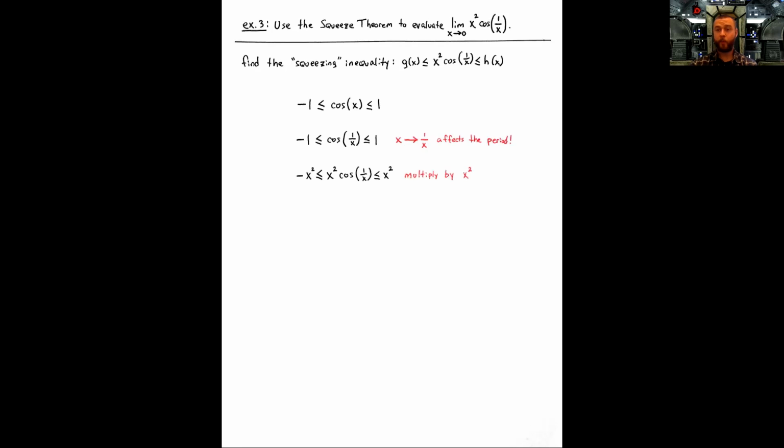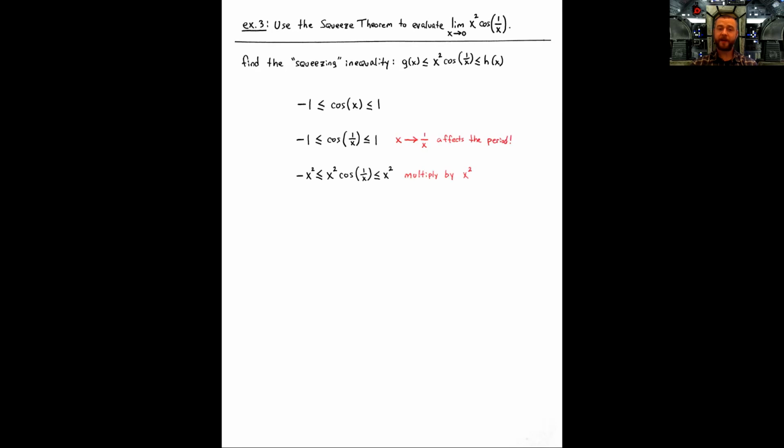So if we multiply the inequality above by x squared, we get to here. And now the inner part is our function for the limit we're trying to evaluate. We now have x squared times cosine of 1 over x. So this is the first part of applying the squeeze theorem. We now have an appropriate squeezing inequality.